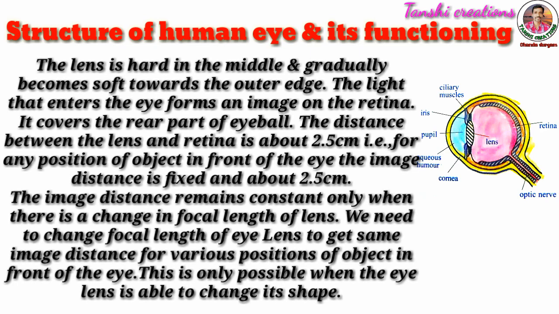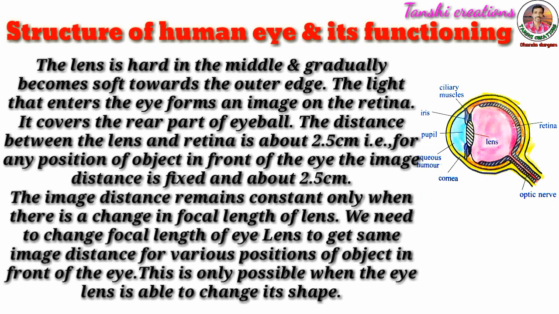The lens is hard in the middle and gradually becomes soft towards the outer edge. The light that enters the eye forms an image on the retina. It covers the rear part of the eyeball. Please see, children, the distance between the lens and retina is about 2.5 centimeters.